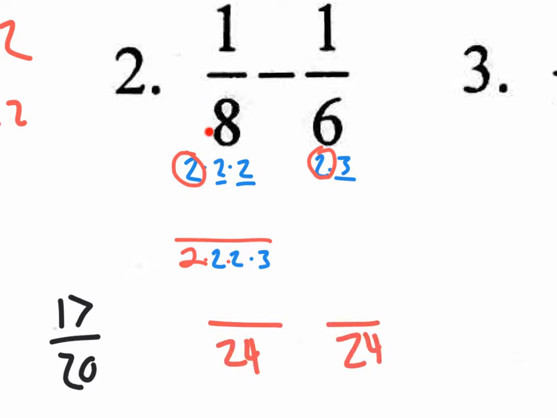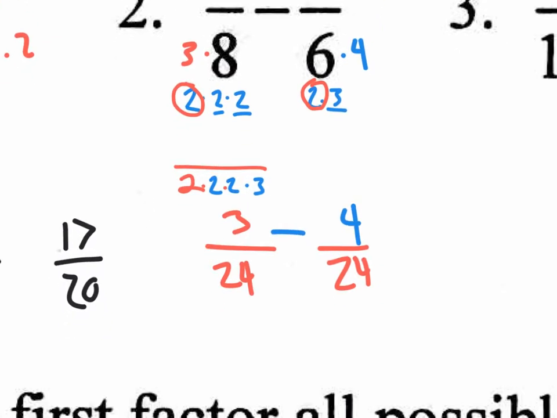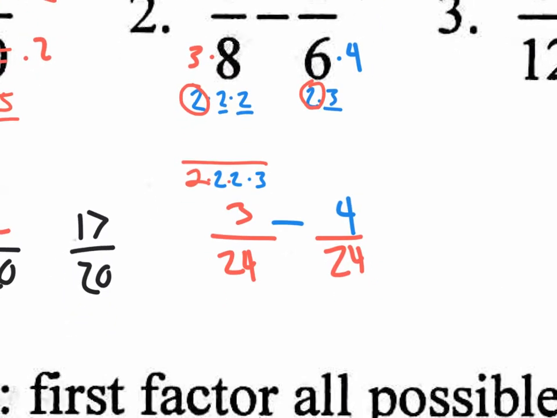And then you go back and say, okay, what do I do to the 8 to get 24? Oh, I multiply by 3, so I get a 3 up here. And you say, what do I do to 6 to get 24? Oh, I multiply by 4, so I get a 4 up here. And of course, there's subtraction going on between those two. So what's our final answer going to be? 3 take away 4 is -1 over 24.